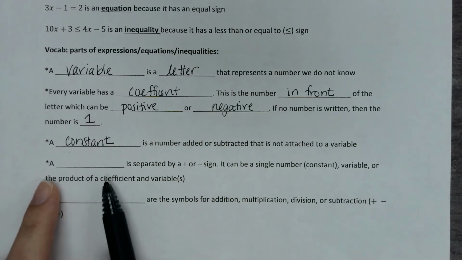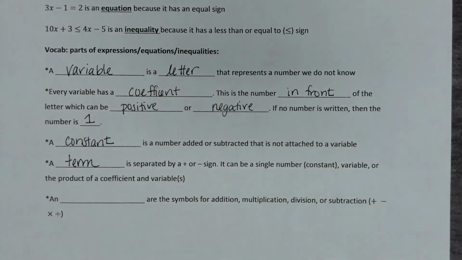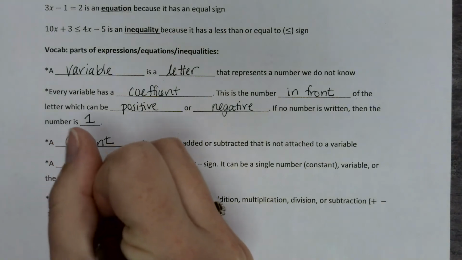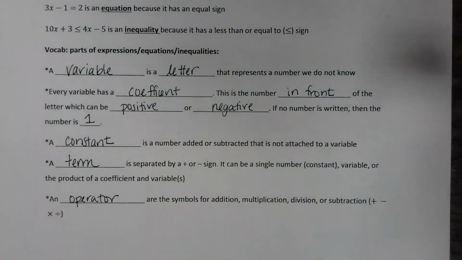All right, now a term is separated by a plus or a minus sign. It could be a single number, so a constant, a variable, or a product of a coefficient and a variable. And when I say product, I mean multiplied together. Now remember, an operation or an operator are the symbols for addition, multiplication, division, or subtraction. Okay? Looking at an example.